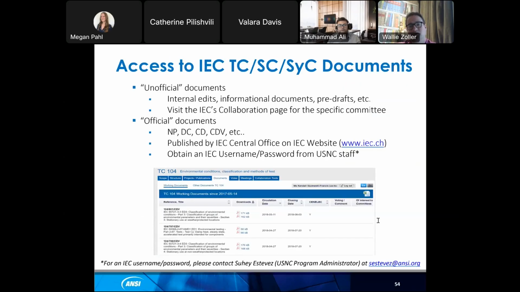We'll start with the unofficial documents. Once the unofficial documents are done, the internal edits or informational documents, those can be viewed on the IEC's collaboration platform, which requires a password to get into. And then the official documents will be numbered and published by the IEC and placed on their website, noted here. In order to download or see those official documents, you'll need to obtain an IEC username and password from the USNC staff and be a registered expert working on that group. So those will become available, again, in a timely manner after the meeting has completed.